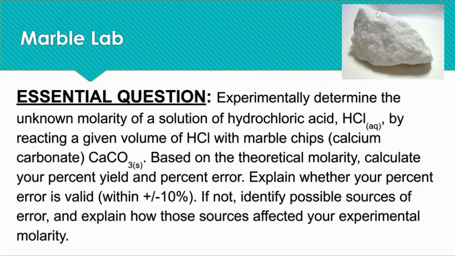The essential question in today's lab is to experimentally determine the molarity of a solution of hydrochloric acid, HCl, by reacting a given volume of HCl with a marble chip, calcium carbonate. Based on the theoretical molarity, calculate your percent yield and percent error. Explain whether or not your percent error is valid, plus or minus 10% of the true value. If not, identify possible error sources and explain how these sources affected your experimental molarity.